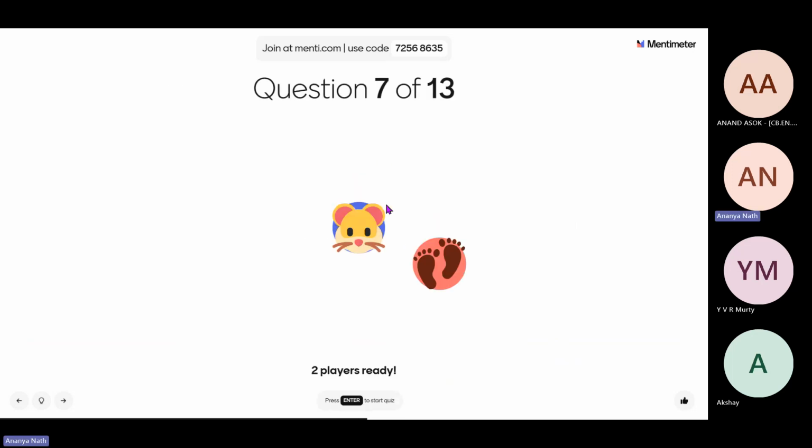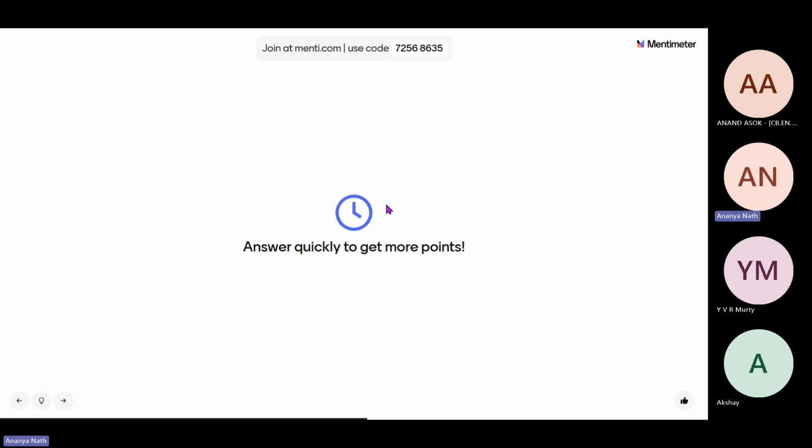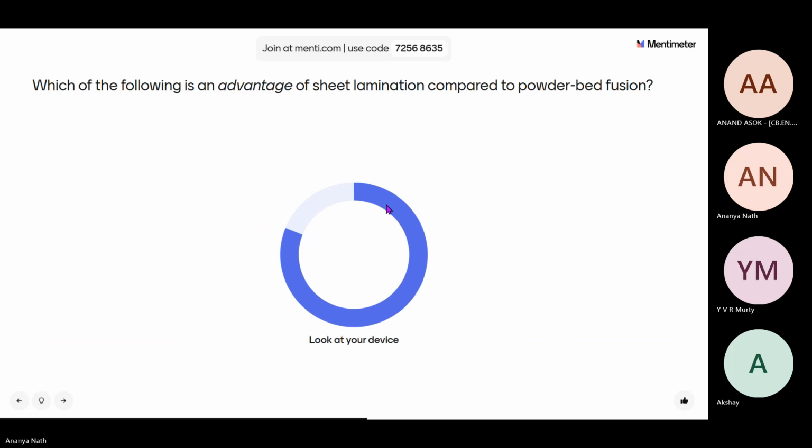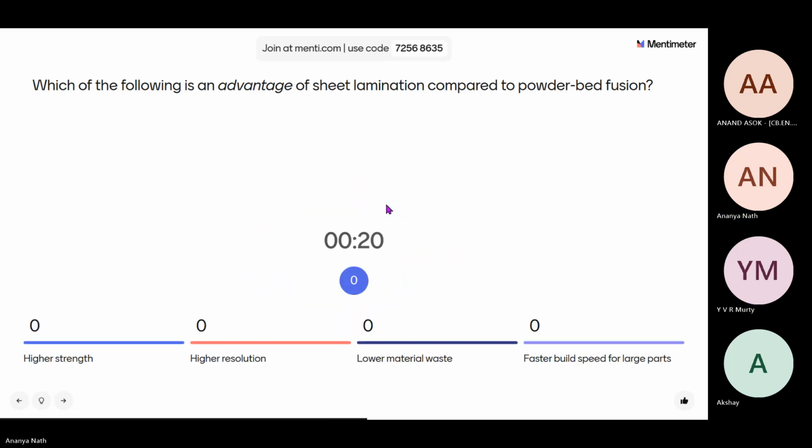Let's see our 7th question. Ready? Here is your 7th question. Which of the following is an advantage of sheet lamination?